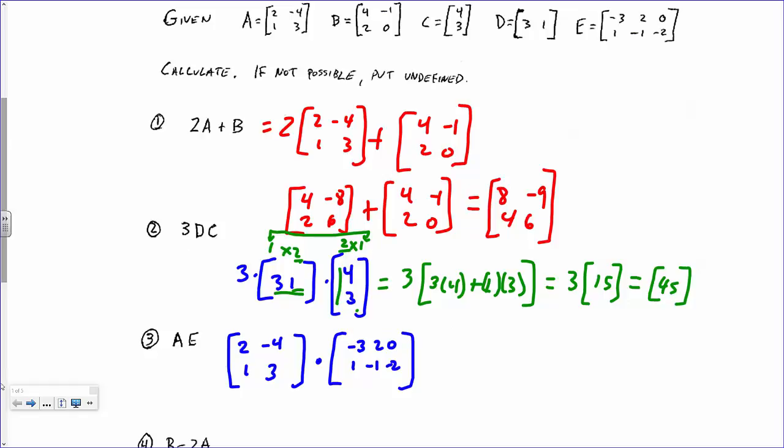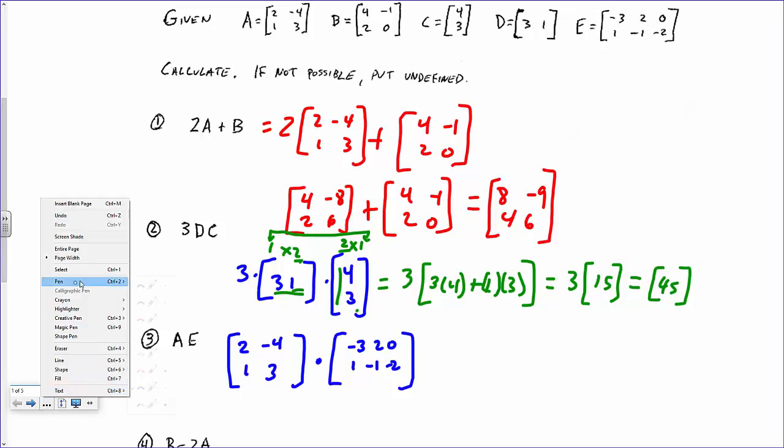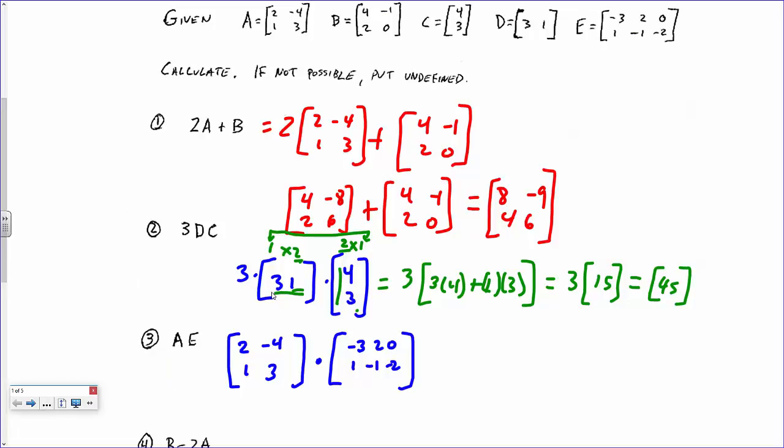Alright, so let's go through that exercise again. When you're multiplying matrices, it's not a bad idea to write this out, but what I really have here is a 2 by 2, and this is a 2 by 3. The last number matches the first number here, so that's good. That means we can multiply them. Our answer will be a 2 by 3 matrix.